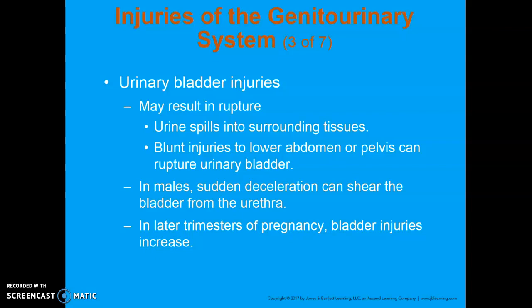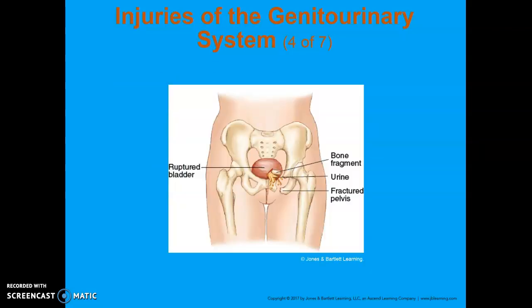And then late in the trimester of pregnancy, bladder injuries increase because you've got this uterus in there that has massive amounts of weight to it, and so that's going to affect the bladder more. You can also have pieces from a fractured pelvis that can actually penetrate into the bladder itself.